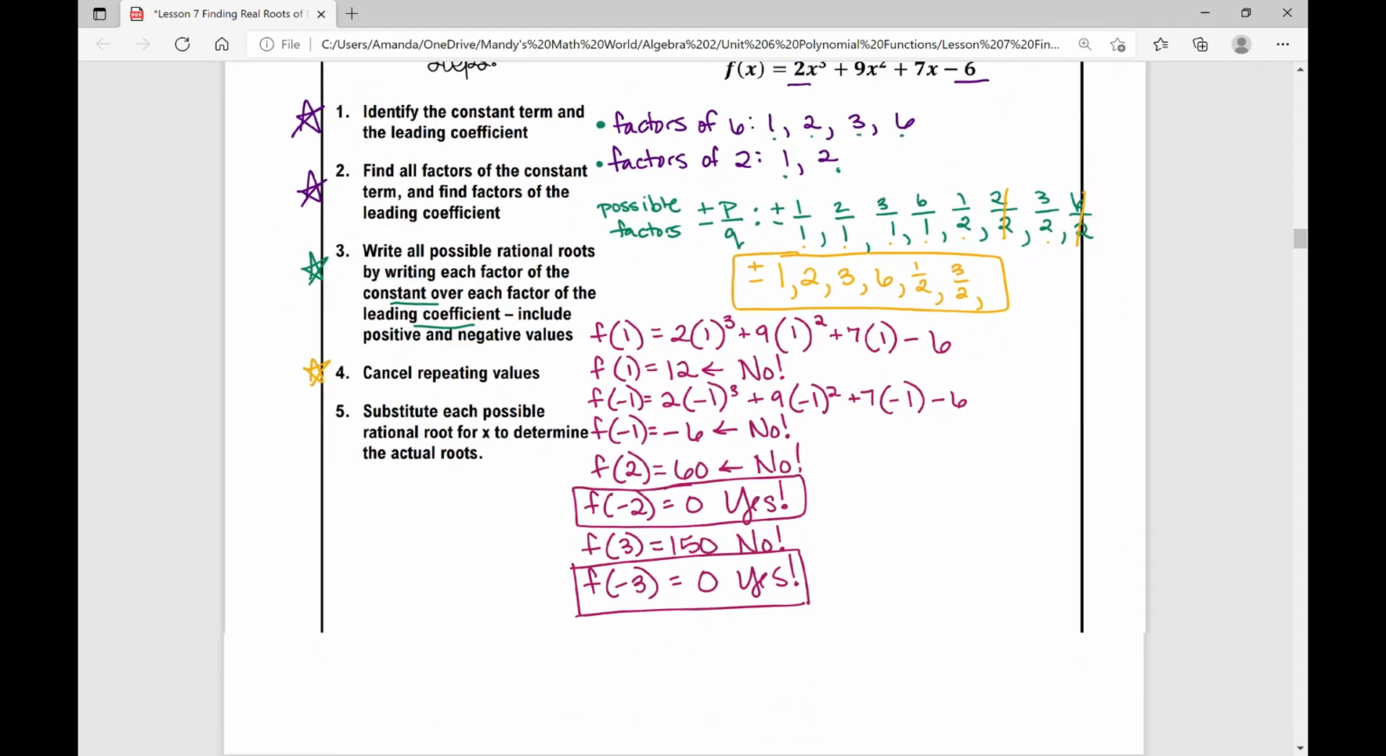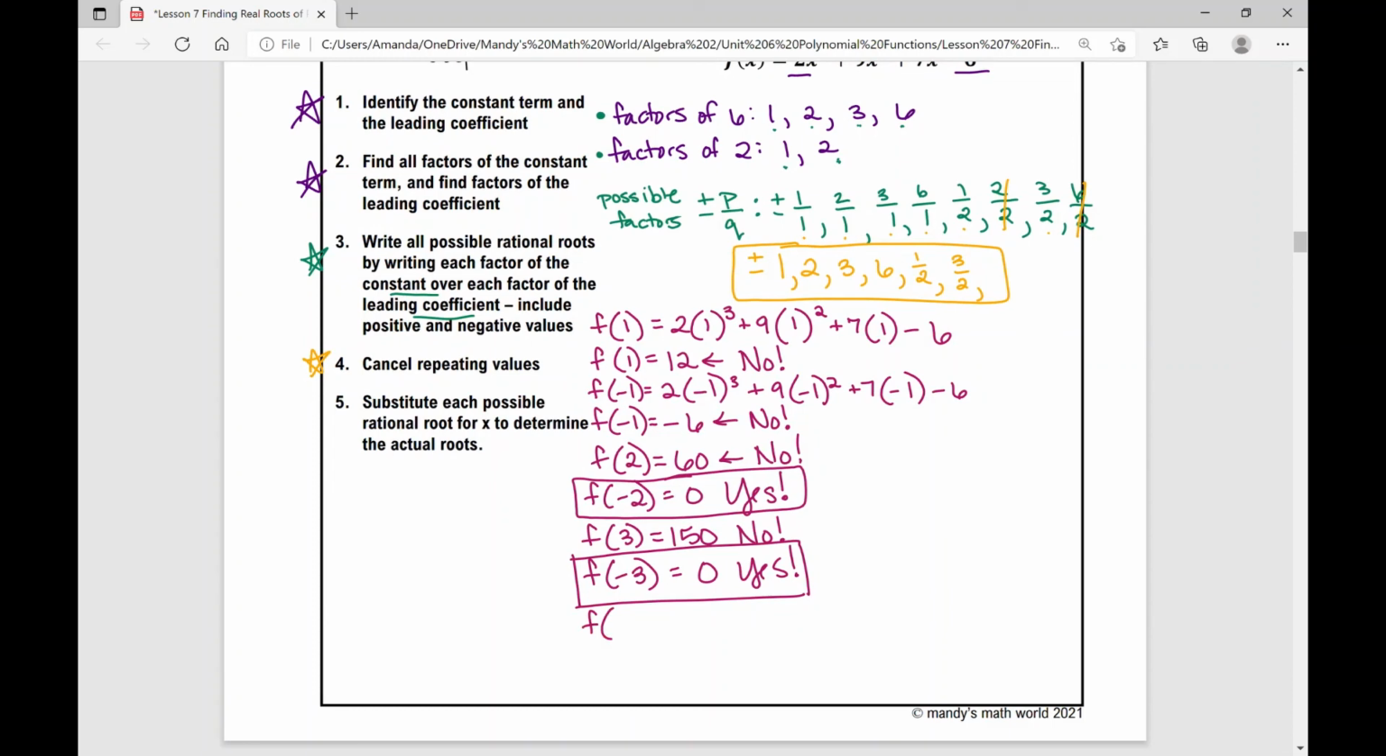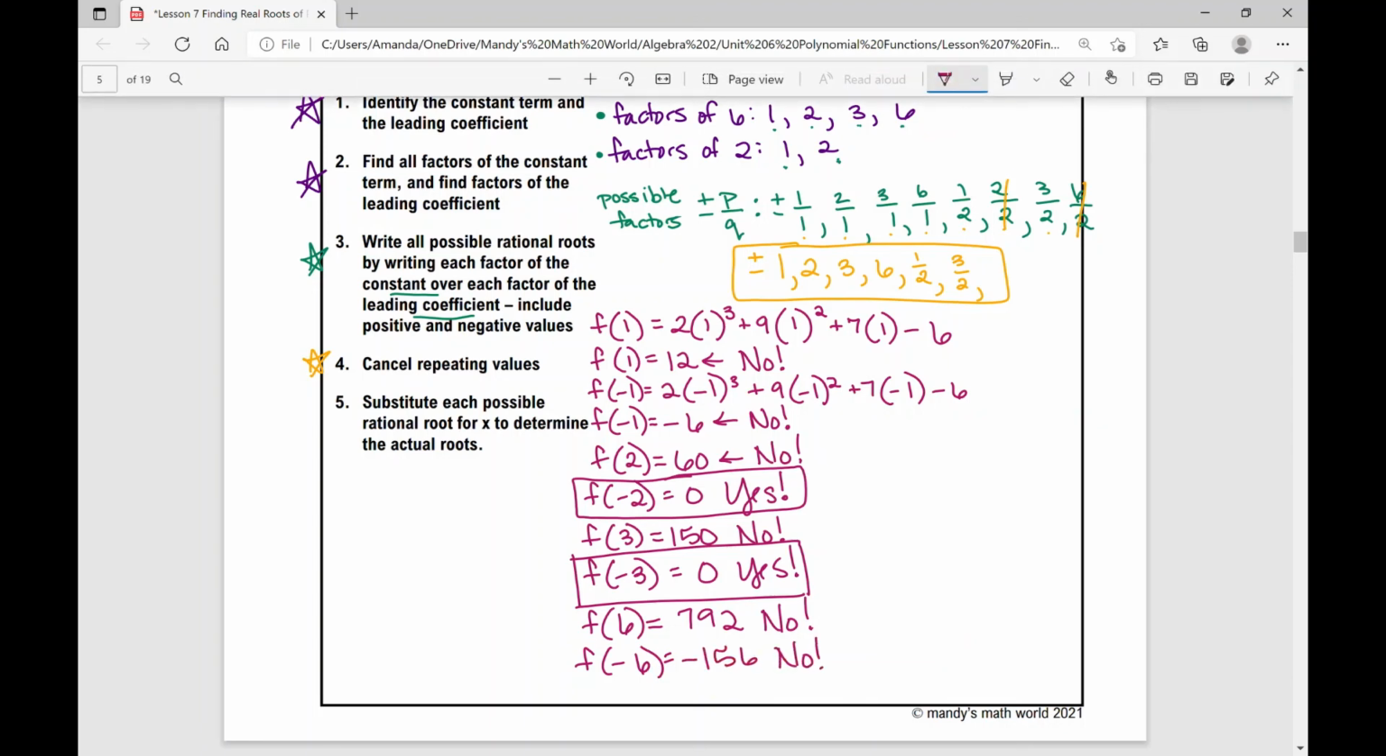And I'll plug in f of 6. I'll plug in 6 for x. I get 792, which means 6 is not a root. If I plug in -6, I get -156, not a root. If I plug in 1/2 for x, f of 1/2, I get 0 for y. So 1/2 is a root.